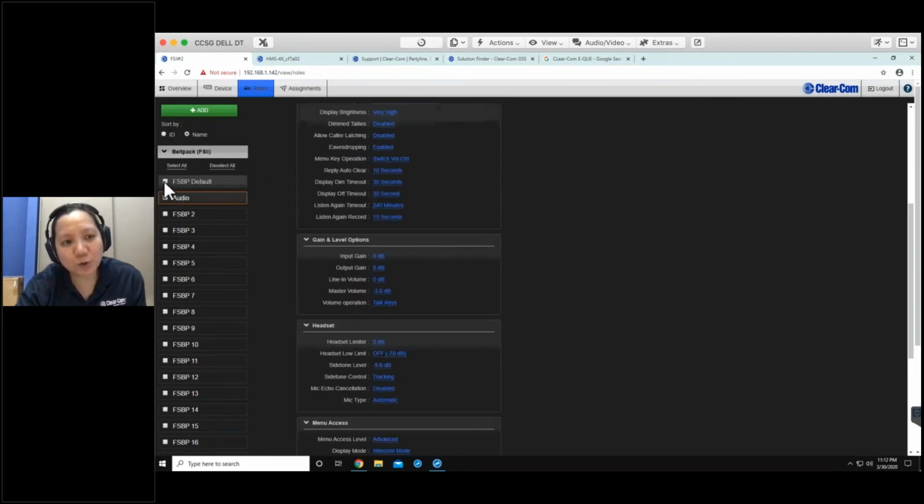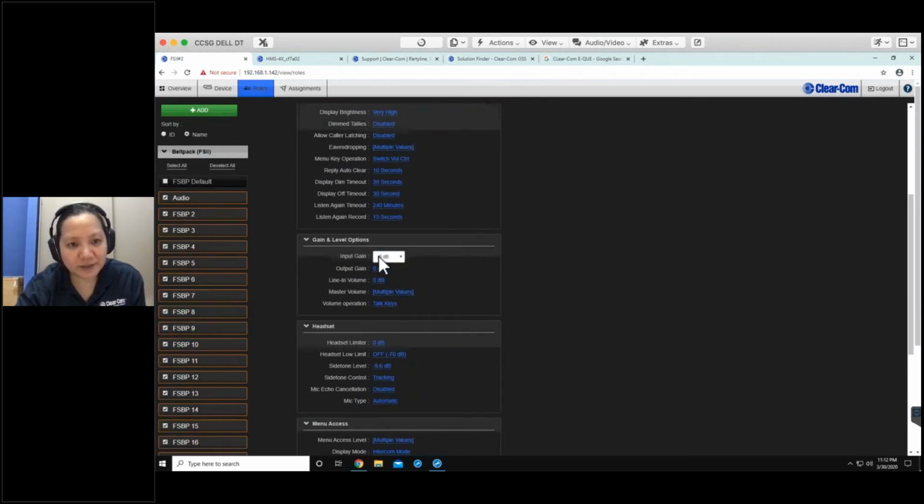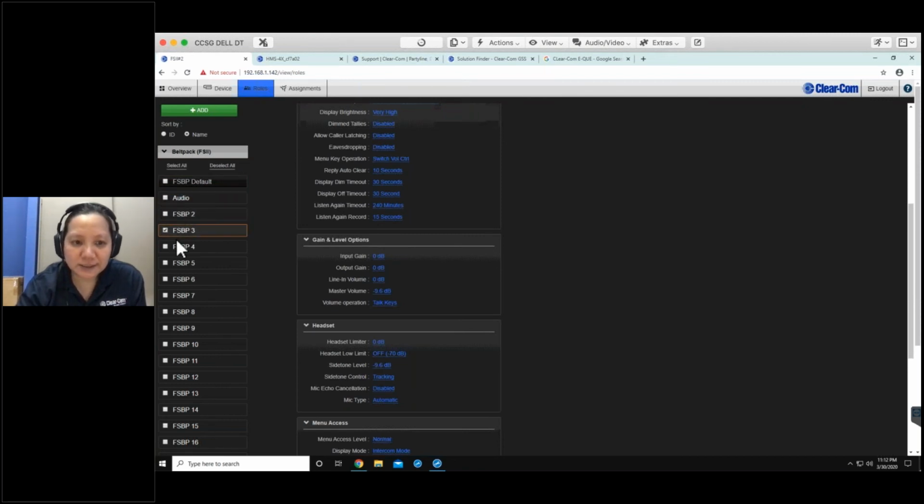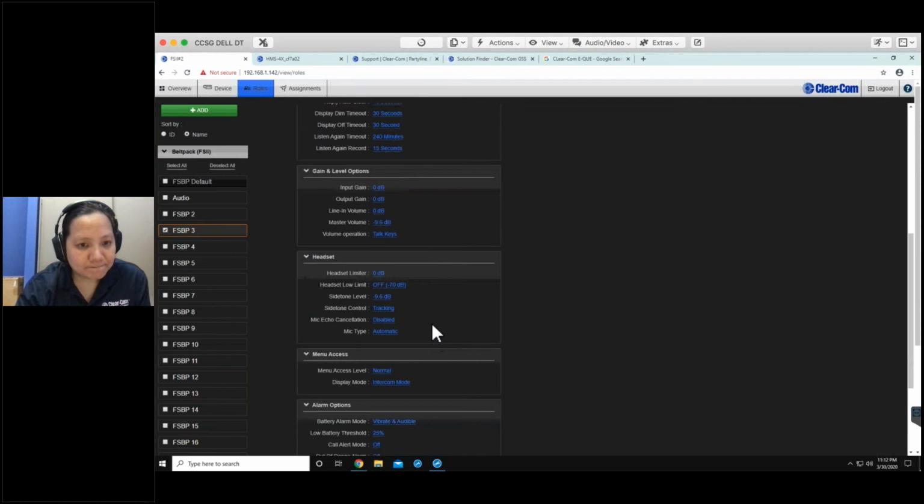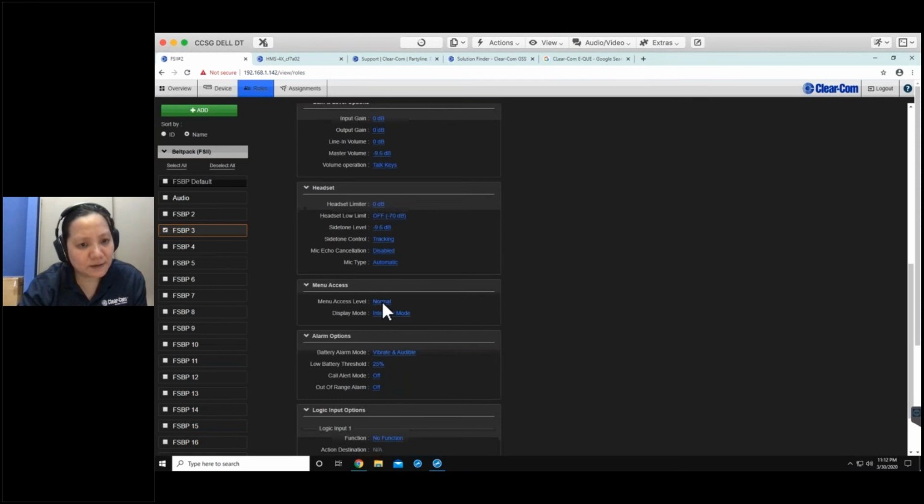So if you have a global setup, you could actually select all and then make changes to everything, and then everyone will have the same setup, or you could deselect all and just pick the particular belt pack that you want to adjust. Okay. One more thing, menu access here. You could limit your user menu so that they cannot access it at all, so they can't change anything on the belt pack itself. I've seen people doing that. You could set them to basic or advanced mode.